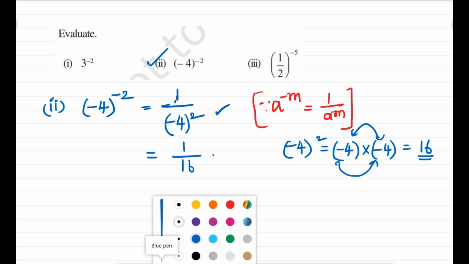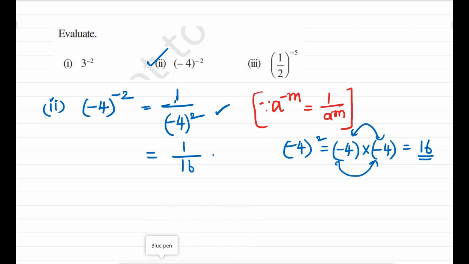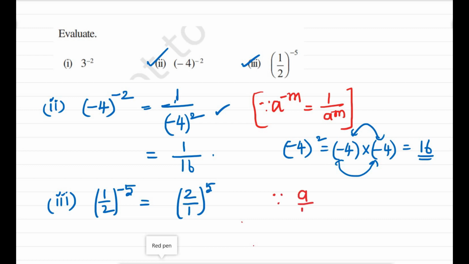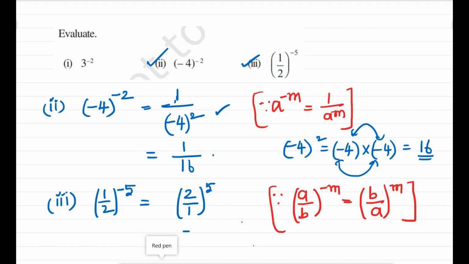Let us see one more example, number 3. In this example, we have 1 by 2 whole to the power of negative 5. I am using the same rule here. This can be written as 2 by 1 whole power 5. The rule we just discussed is that a by b whole power minus m can be written as b by a whole power m. So that is equal to 2 by 1 whole power 5, which is 2 to the power of 5.